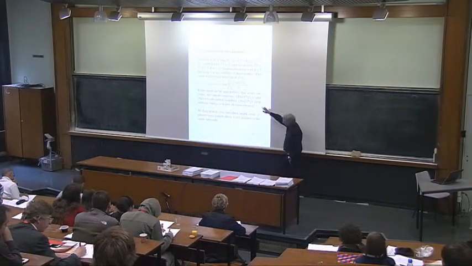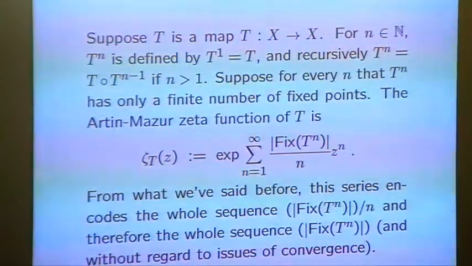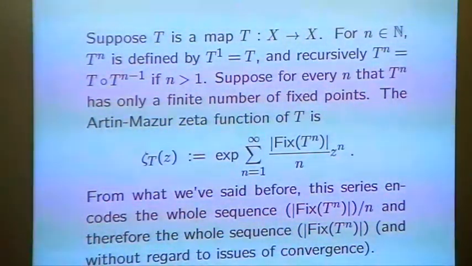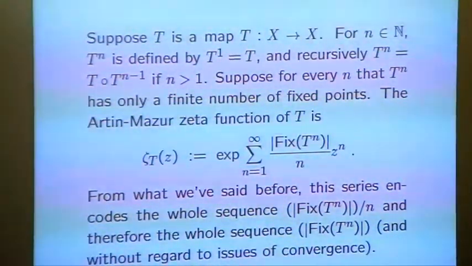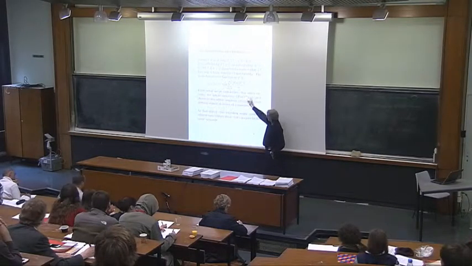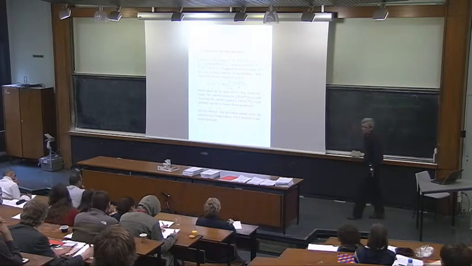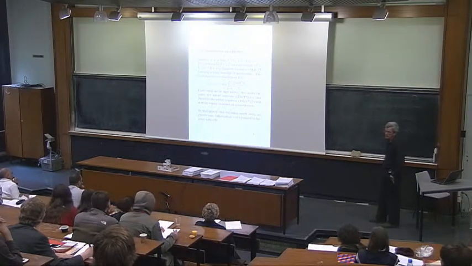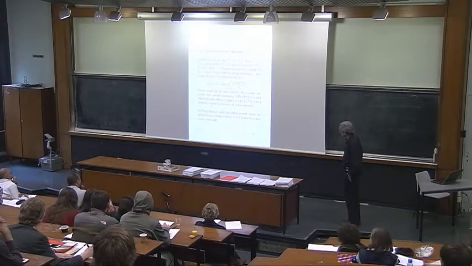And so this zeta function encodes the whole sequence, as we've seen, which is given by the coefficients of this series we're putting in. And of course, if you know the number of fixed points divided by n, you know the number of fixed points. So this is a way of encoding the sequence, which is the number of fixed points of the nth power of T for all n.